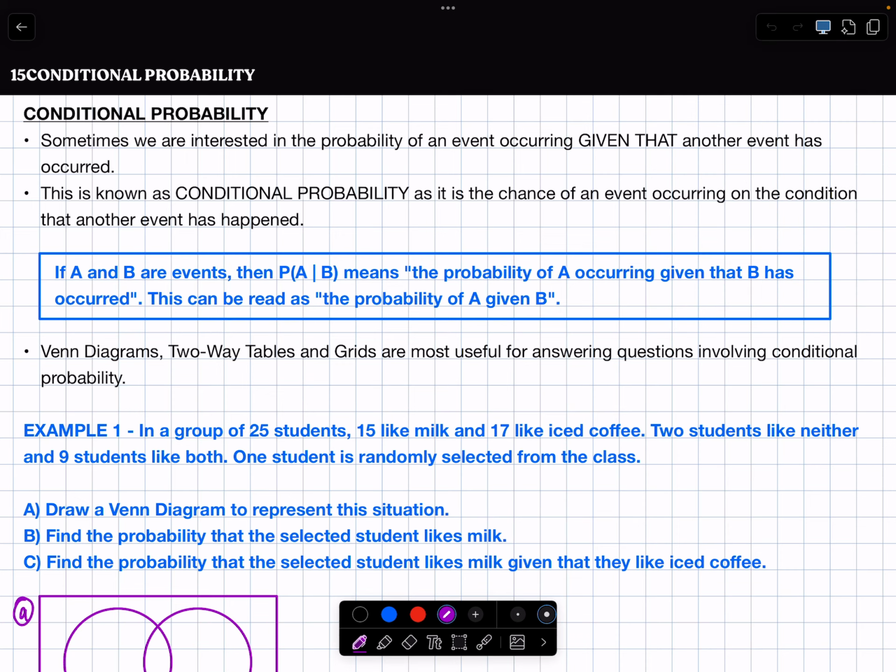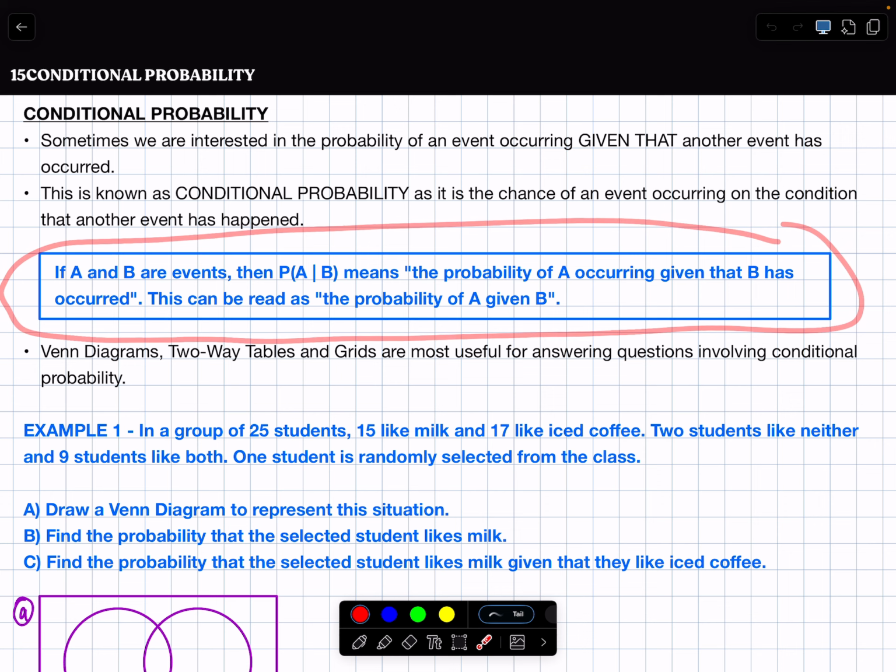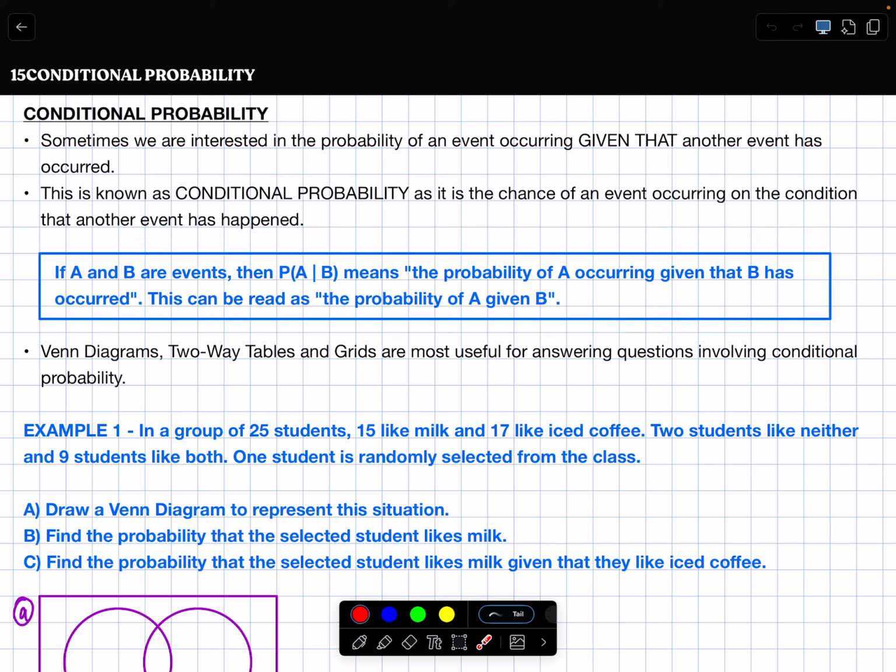Okay, there's more meat to this last lesson. It's the idea of conditional probability. Sometimes we're interested in the probability of an event occurring given that another event has occurred. This is known as conditional probability, as it's the chance of something happening on the condition that another event has happened. So this is what would go on your cheat sheet, but I think there's a way of simplifying this after you've done some exercises.